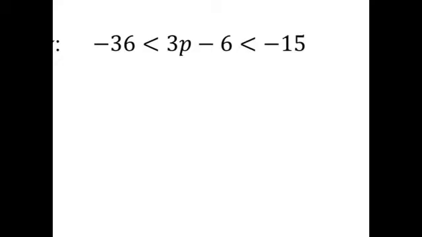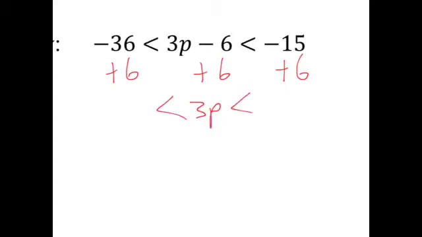And then that brings us to this lovely inequality. This is a compound inequality. And luckily the sides don't have variables with them, so I can actually solve the entire thing all at once. So I'm going to do that now. I'm going to add 6 to all sides to get 3p in the middle. Left side, -36 plus 6 is -30. And on the right side, -15 plus 6 is going to give me -9.